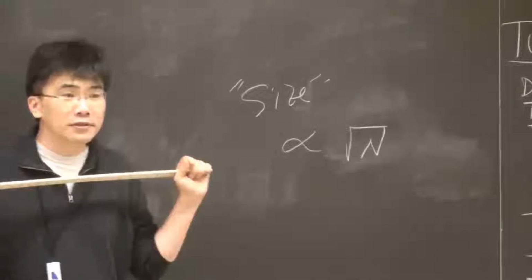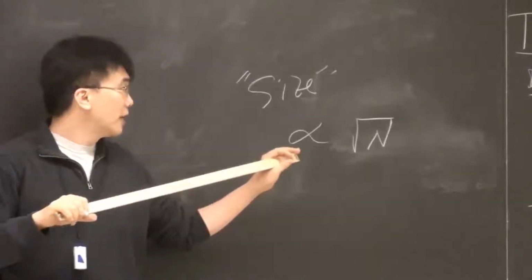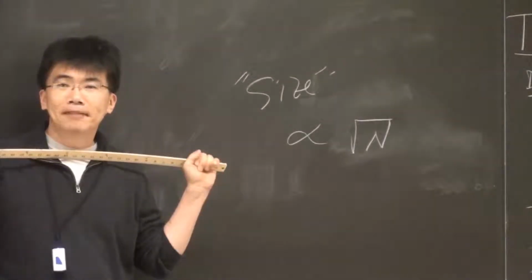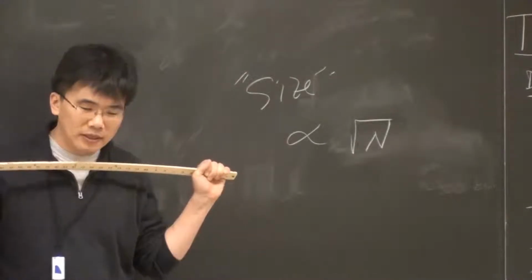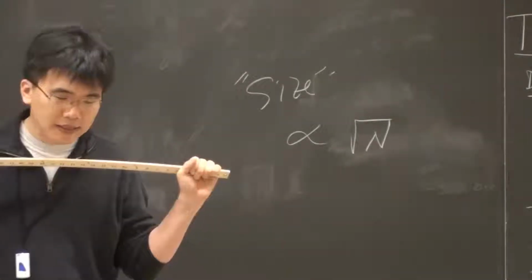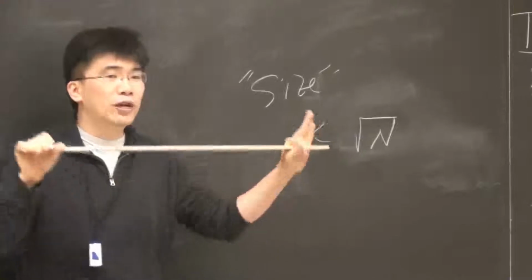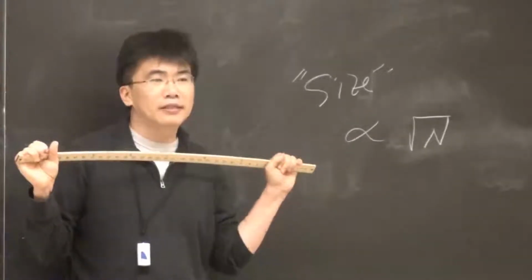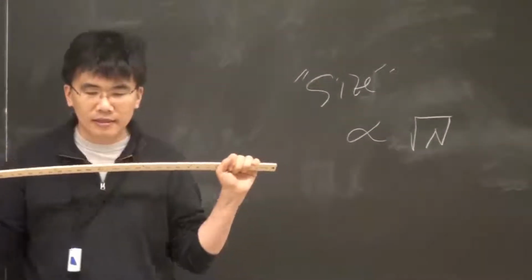And just like in diffusion, if you take 100 steps, then the actual distance you travel will be the square root of that times each step size, and so on.